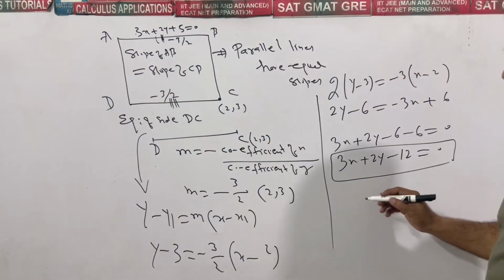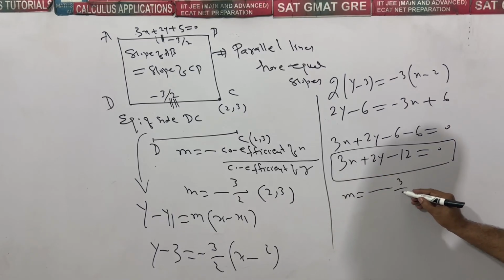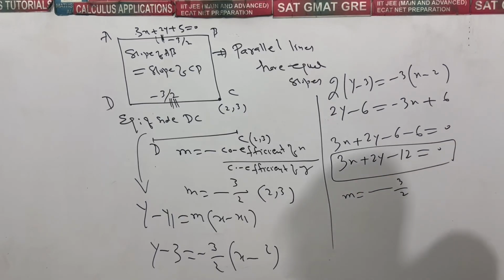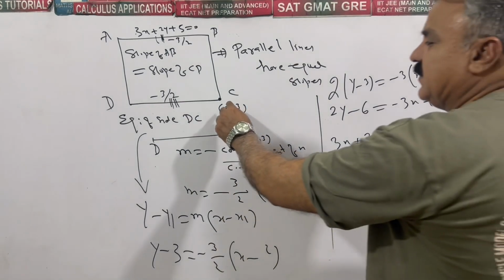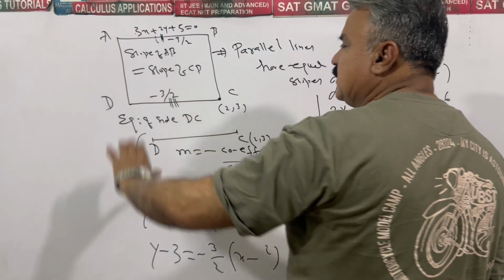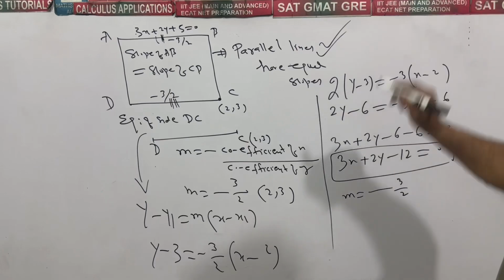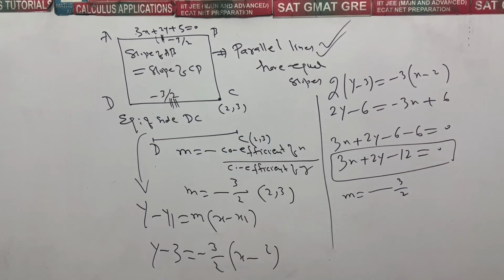One can verify the slope: negative coefficient of x over coefficient of y. Okay, we have managed the equation of CD by virtue of parallel lines, parallel sides. If sides are parallel, their slopes are equal. Parallel lines have equal gradient in two dimensions, in x and y.